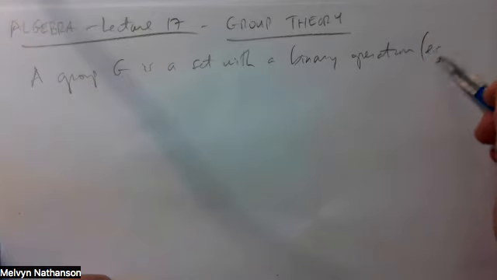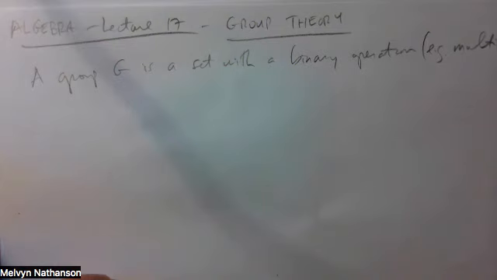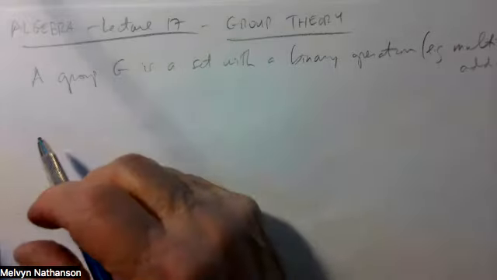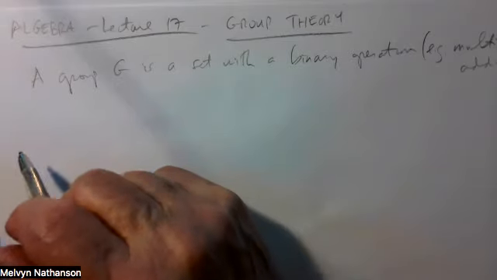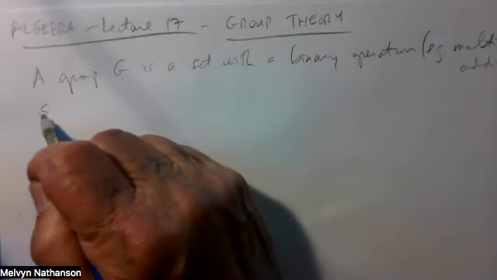for example, multiplication. You take two numbers, you multiply them, you get one number. Or addition. Take two numbers and add them, you get another number. That satisfies the following properties.